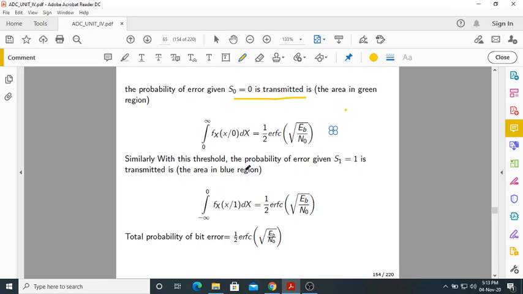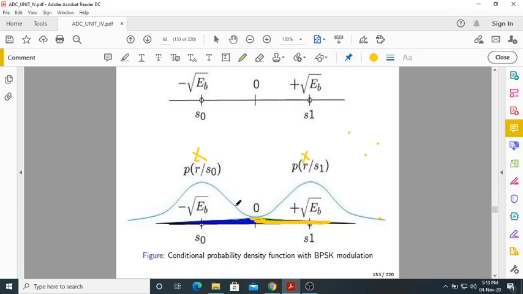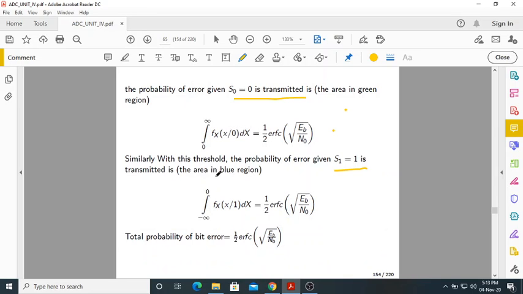Similarly, consider the probability of error given 1 is transmitted. You transmitted 1, but you are decoding as 0. This area indicates the probability of error when 1 is transmitted but you are decoding as 0. That is the blue region, and this is the green region. It is also the same. So the total probability of error is this much.